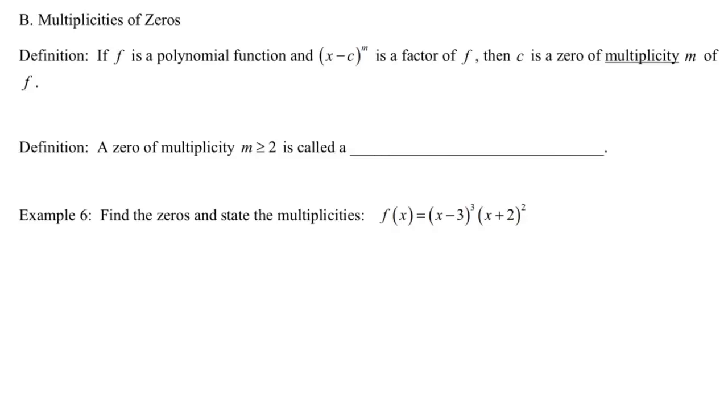Now, any 0 that has a multiplicity of 2 or more is what we call a repeated 0 or repeated root. And you can really use either word interchangeably there. Repeated 0, repeated root. Any 0 with a multiplicity of 2 or bigger is called a repeated root.